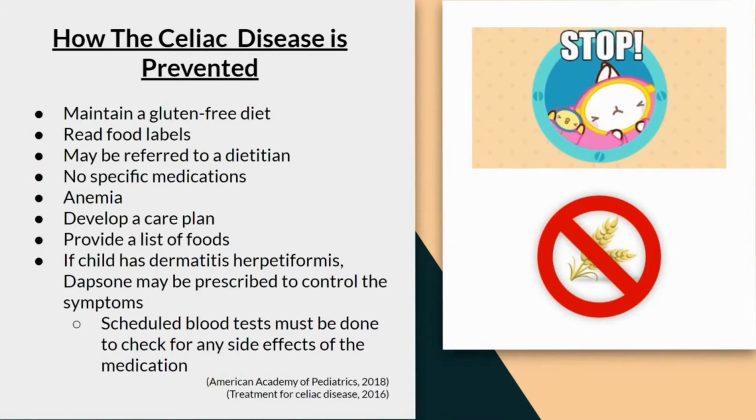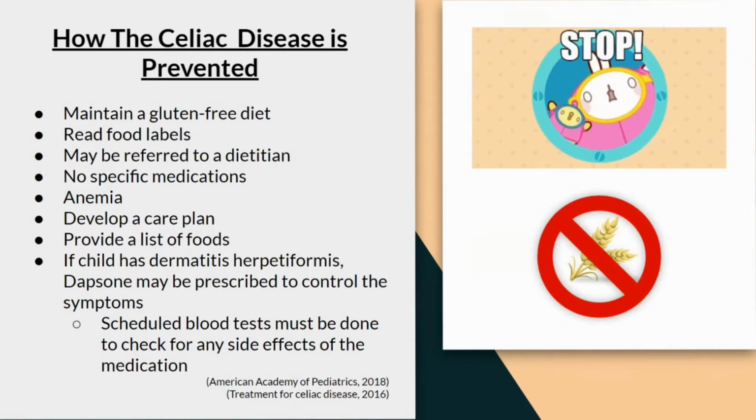How is celiac disease treated? This includes maintaining a gluten-free diet and reading food labels. The child may be referred to a dietitian who specializes in treating children with celiac disease. There aren't any specific medications used to treat celiac disease, and those with anemia may take iron supplements.